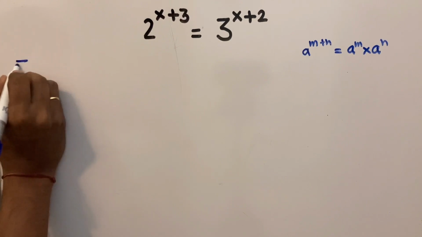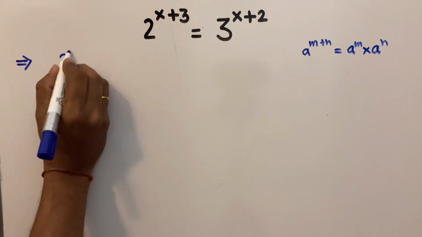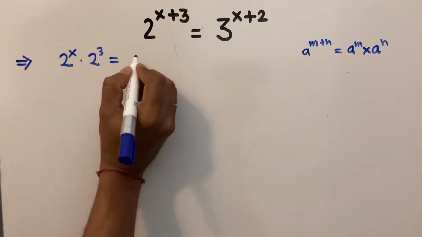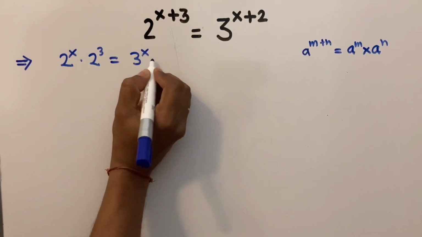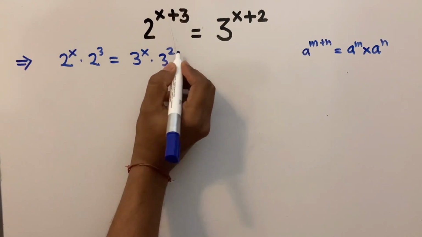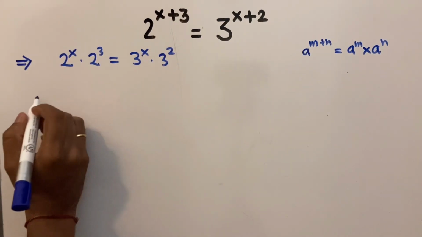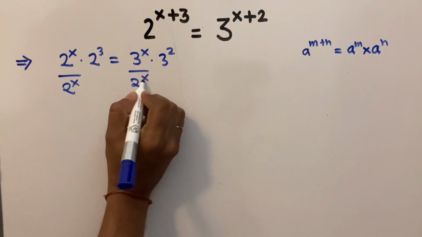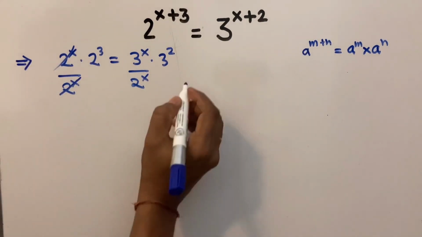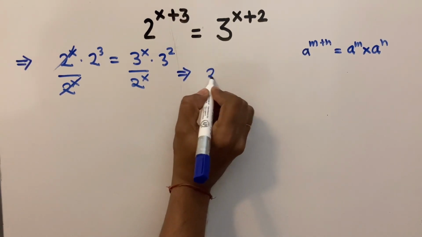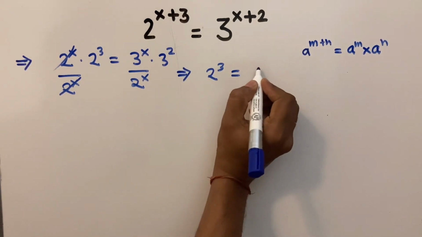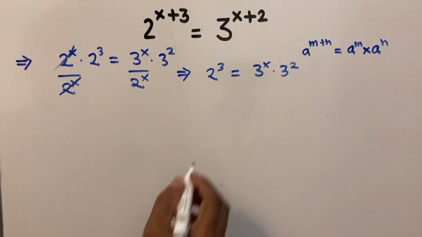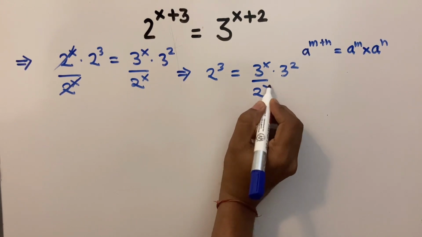So the equation becomes 2 to the power x multiplied by 2 to the power 3 equals 3 to the power x multiplied by 3 to the power 2. Now divide both sides by 2 to the power x. 2 to the power x over 2 to the power x will cancel to 1. So the equation becomes 2 to the power 3 equals 3 to the power x multiplied by 3 to the power 2 divided by 2 to the power x.